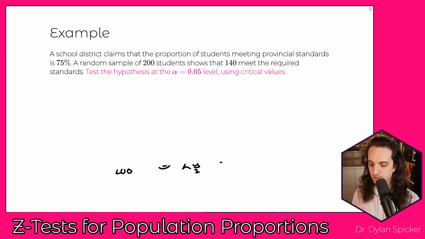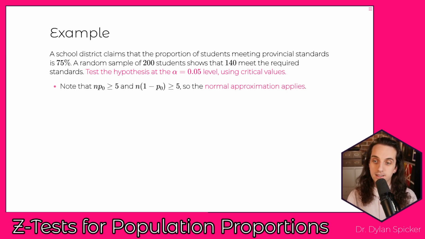Now we can fill in based on the values that we've actually observed here. Okay, so n times p naught and n times 1 minus p naught are both greater than 5, and so that is totally reasonable.